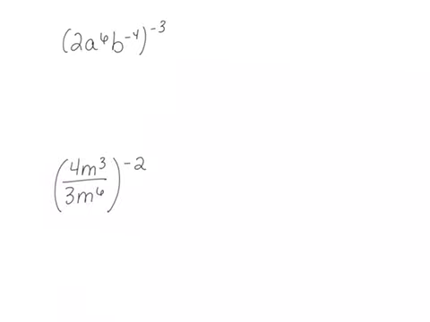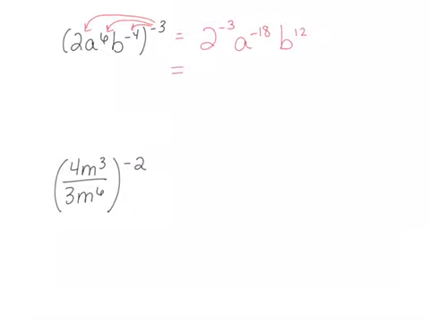Here we have a power to a power that we have to distribute. So remember that that negative third power is going to go to every single thing in that monomial. So I'm going to have 2 to the negative third. Multiplying the powers, I get a to the negative 18th and b to the positive 12, because a negative 4 times a negative 3 is a positive 12.